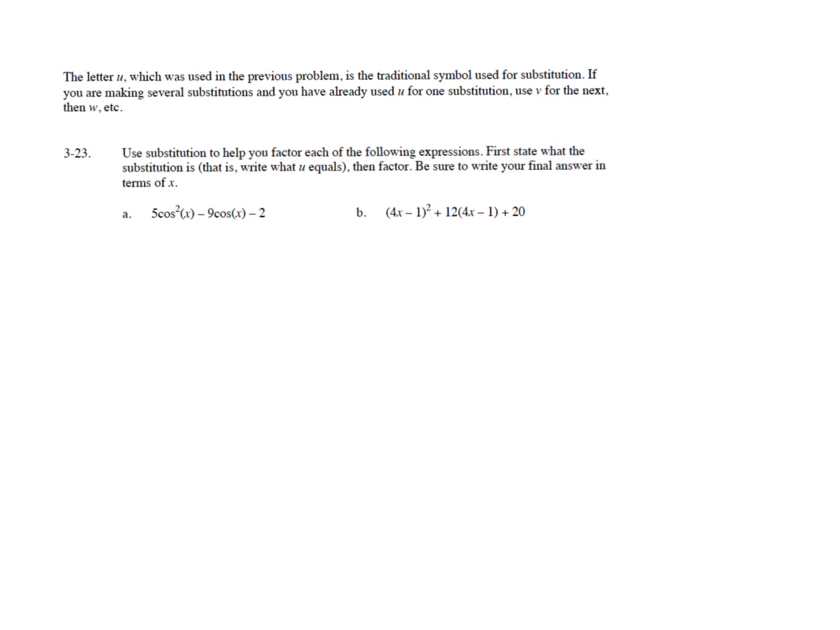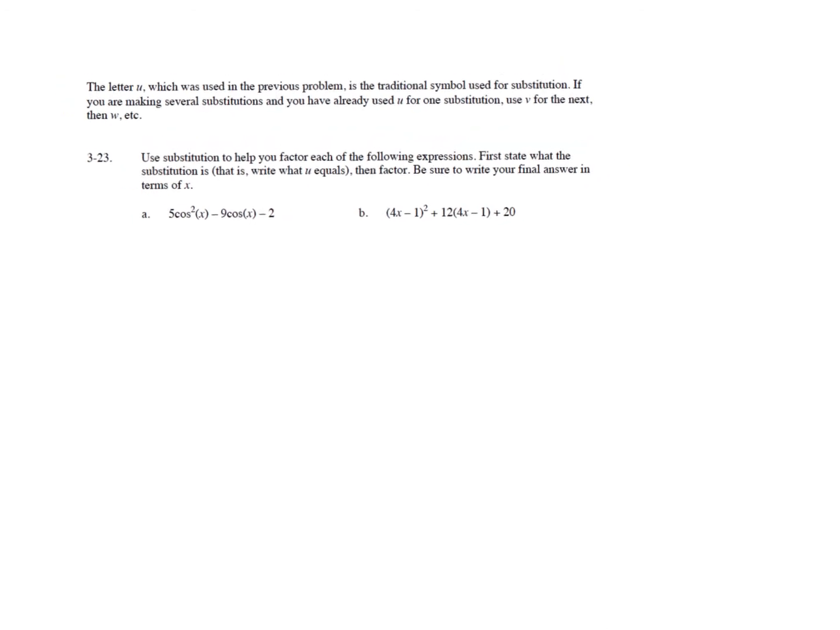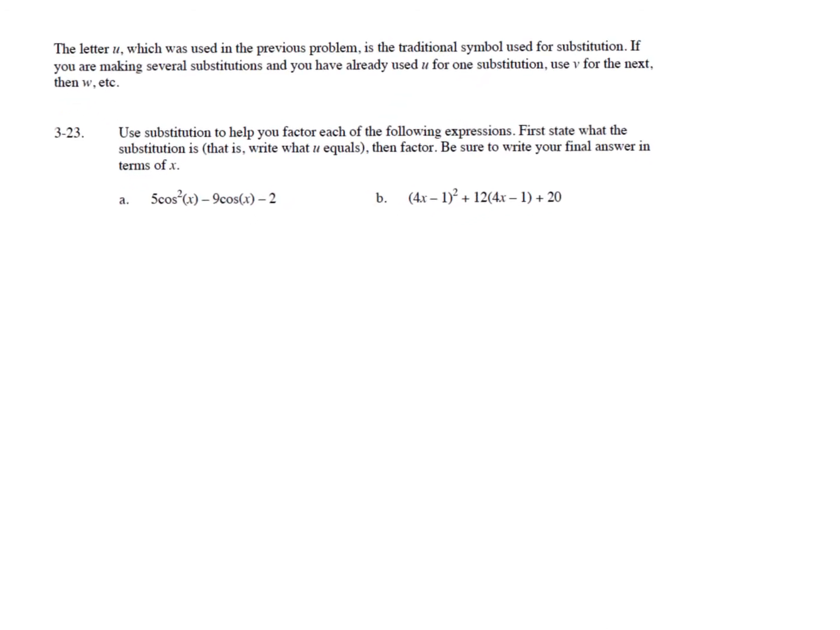Here are two more equations. Let's figure out what u should be in the first one, and then factor that, and then I'll have you attempt to figure out what u should equal in the second equation. So I have 5 cosine squared x minus 9 cosine x minus 2. Well, it looks like we have a quadratic because we have a degree of 2 here. But I don't like those cosines. Those cosines seem to be a little confusing.